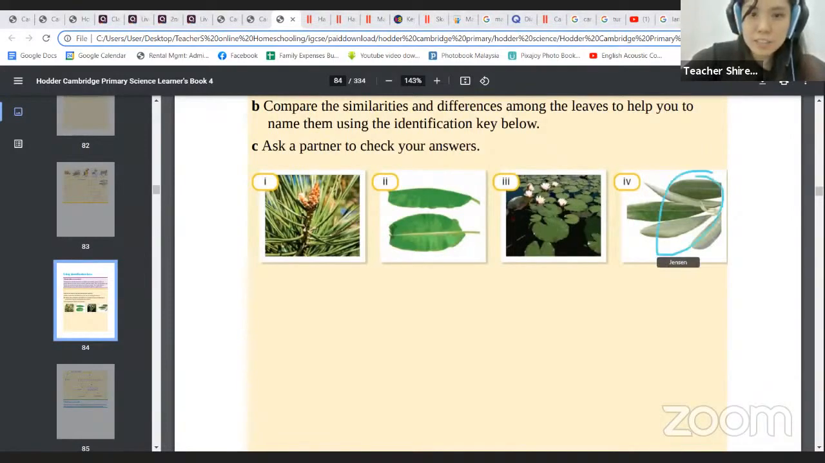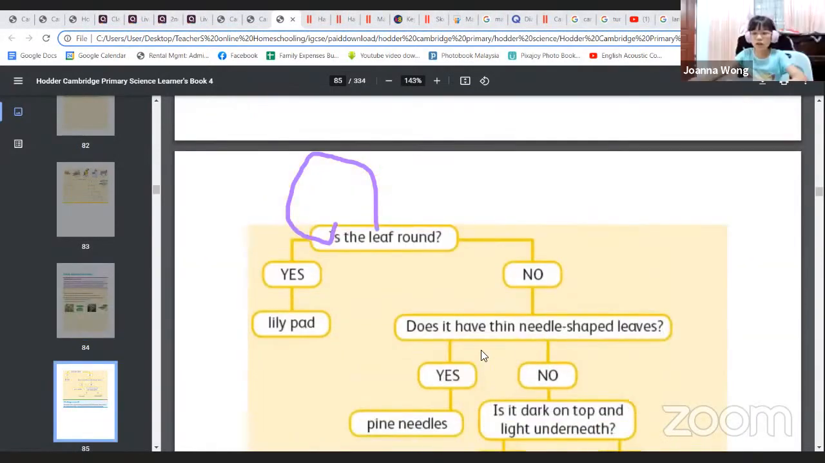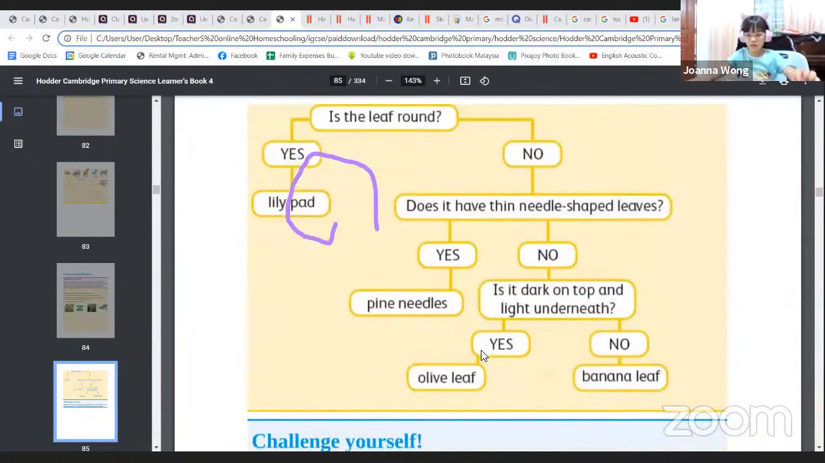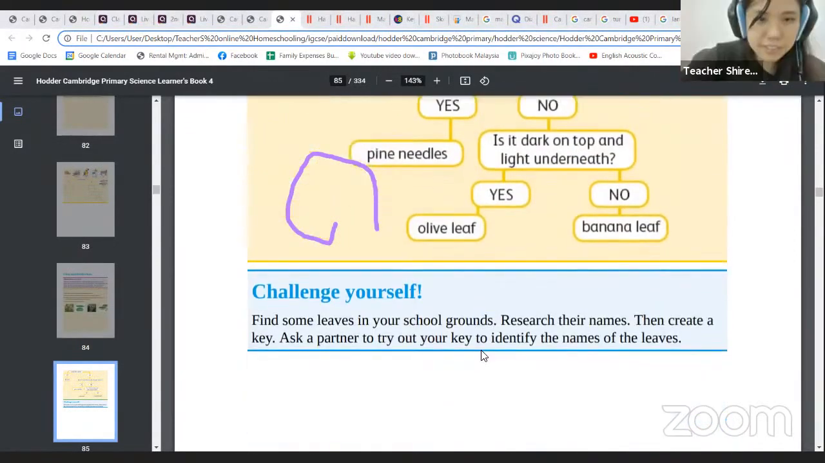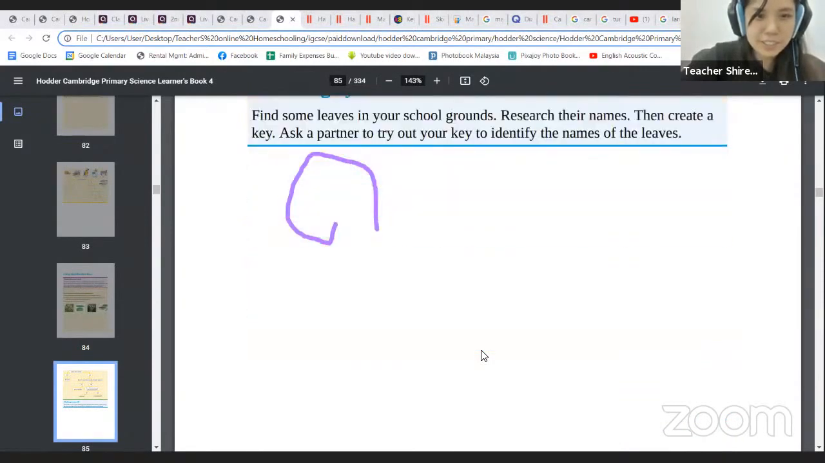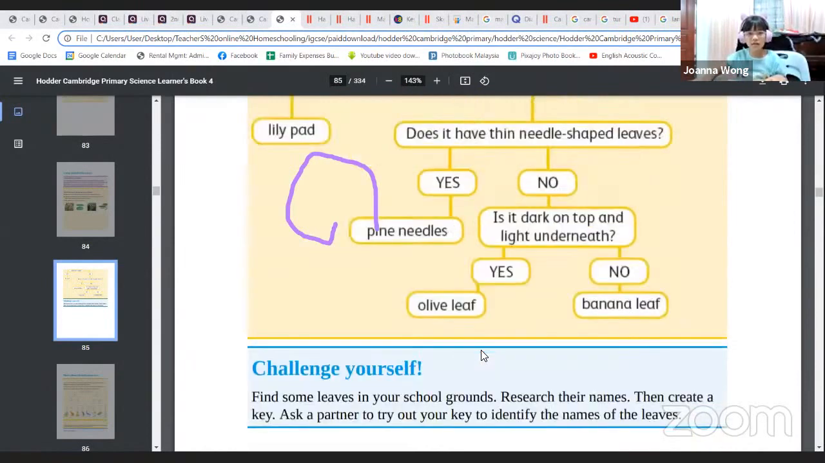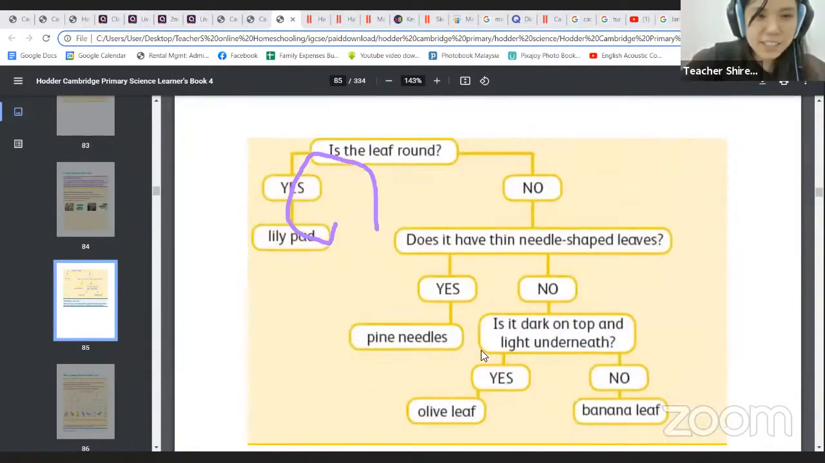Which is pine needles? Okay, there is a. All right, everyone standardized. Good. Pine needle, number 1. Okay, next. Teacher, do we need to copy this? No need, you don't need to write it already. When needed, I'll highlight it to you.